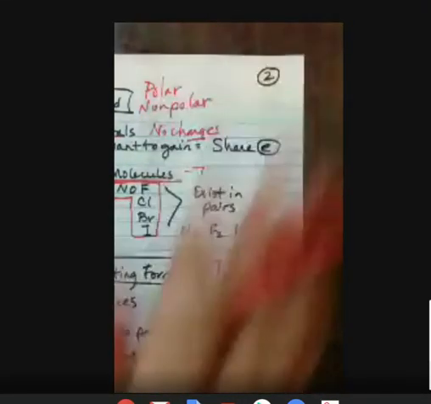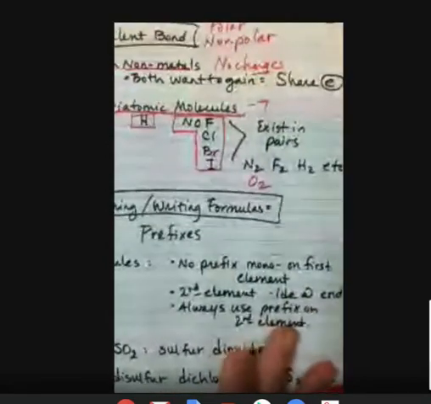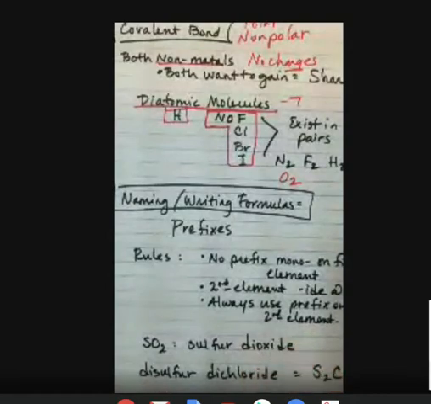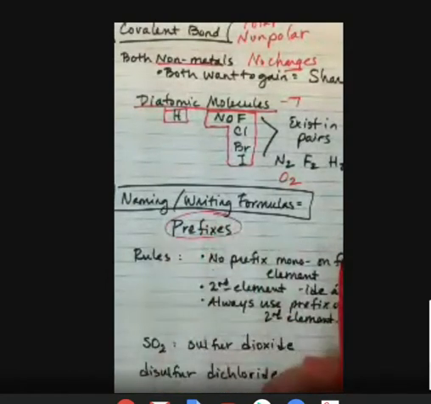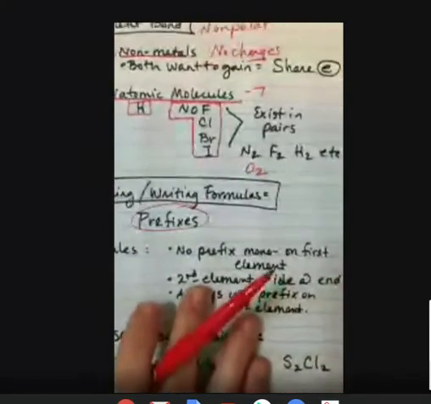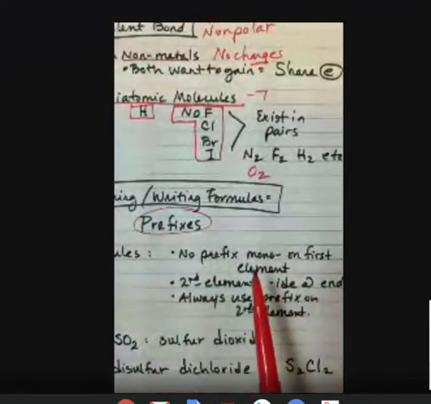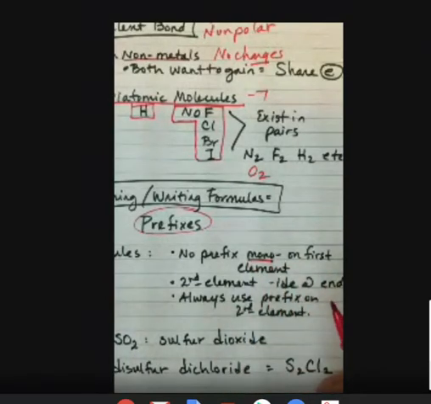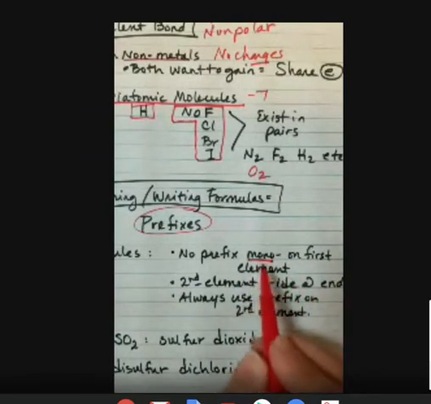The next part of this lesson is talking about naming and writing formulas for covalent compounds, and only for covalent compounds. So we're going to use the prefixes. So this should be a little bit of review for you. There are some basic rules. We use no prefix, mono, on the first element. You use all the other prefixes. You just don't use mono for one.